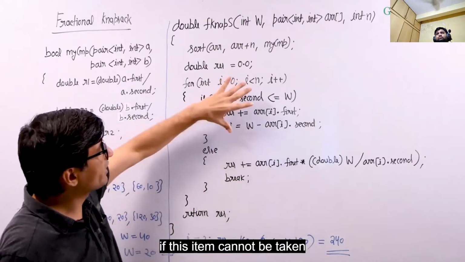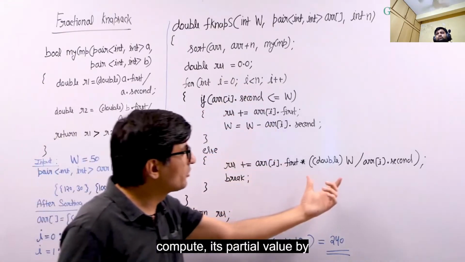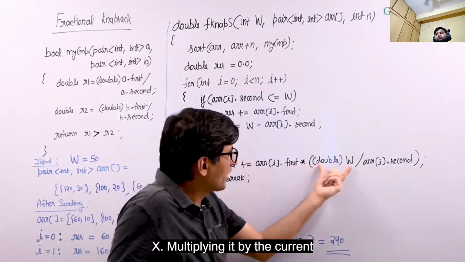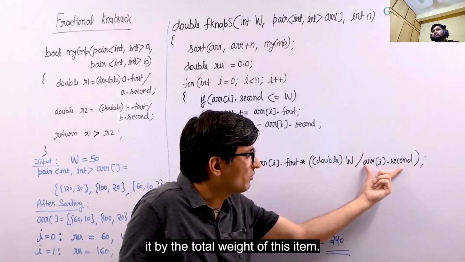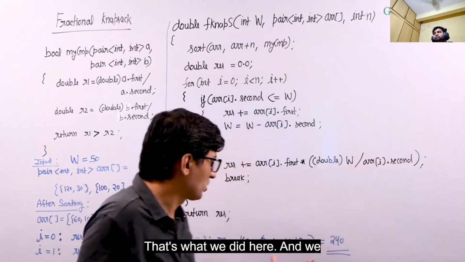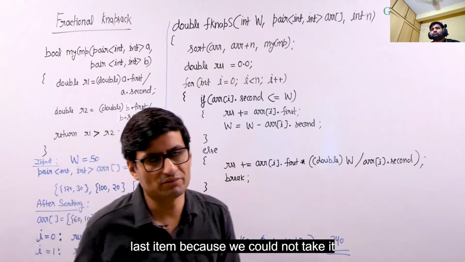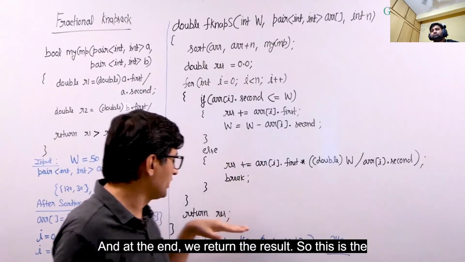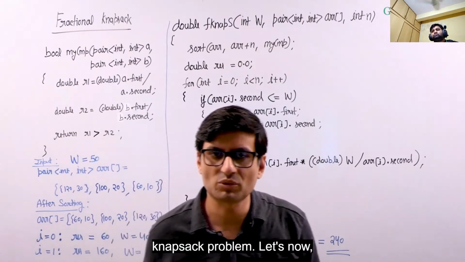Now, if this item cannot be taken completely, then we take it partially. We compute its partial value by taking the value of this item, multiplying it by the current capacity of the knapsack, and dividing it by the total weight of this item. That's what we did here. And we update the result, and this must be the last item because we could not take it completely. So we break out of the loop, and at the end we return the result. So this is the implementation of this fractional knapsack problem.